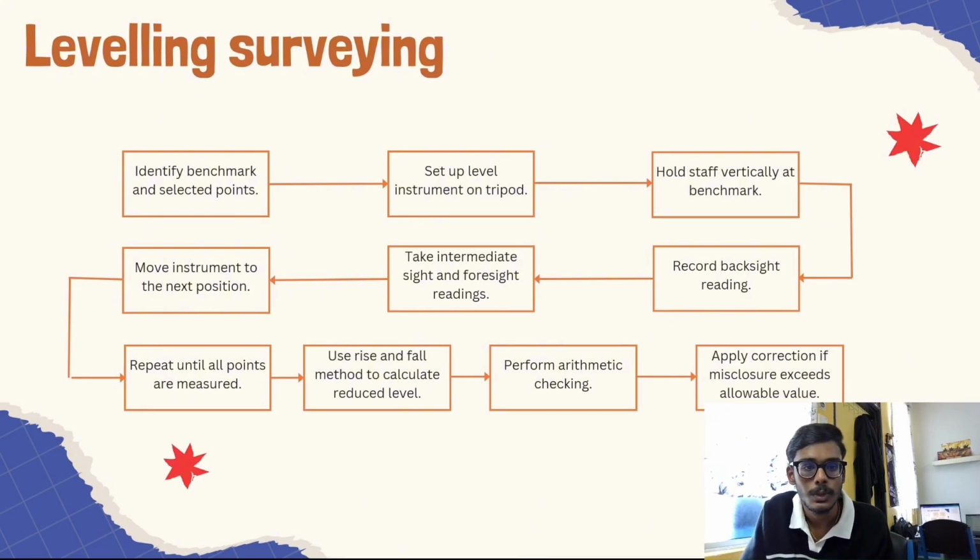After that, we will read and record the backsight reading. And then we will take intermediate sight and foresight readings. Next, we will move the instrument to the next position. We'll repeat until all points are measured. And after that, we will use the rise and fall method to calculate reduced levels, perform arithmetic checking, and finally apply correction if misclosure exceeds the allowable variable.